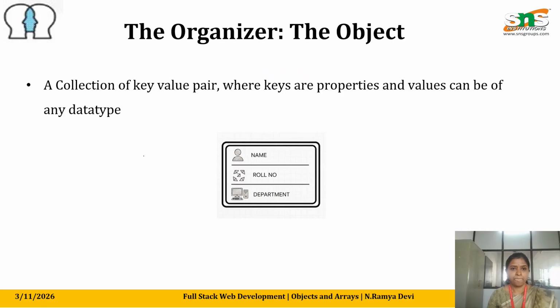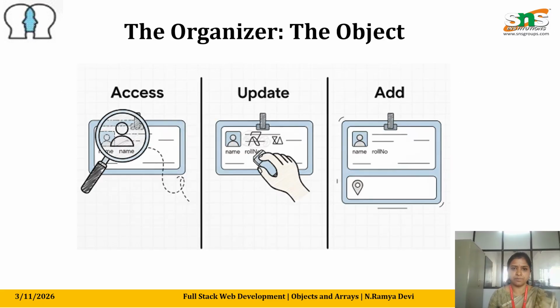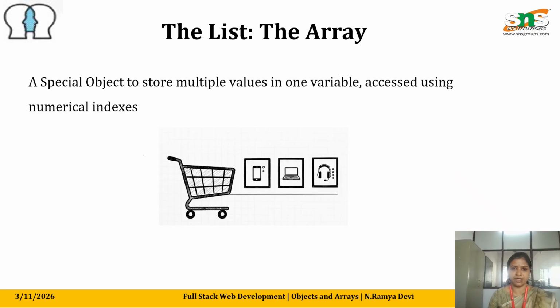For example, an object is a collection of key value pairs, where keys are properties and values can be of any data type. If we take a student object, the properties can be name, roll number, or department. The object can be accessed through its key name, and it can be updated, or a new element can be added, and also the existing values can be updated.